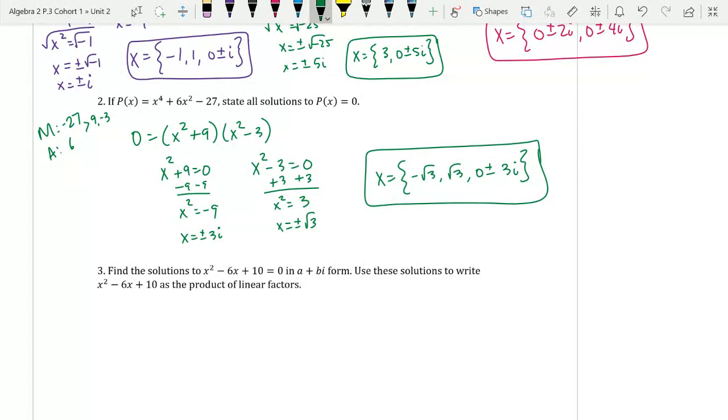So talking about number 2 here for a minute, if I was to graph number 2's equation, it would only intersect the x-axis twice because it has 2 real solutions and 2 non-real solutions, 2 complex solutions.